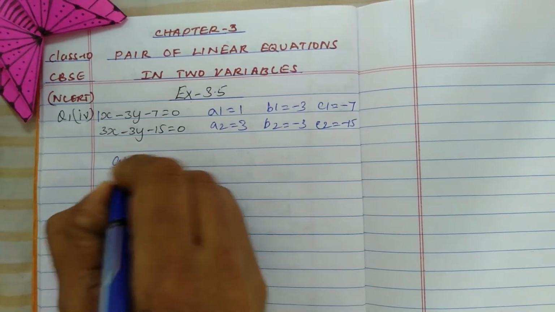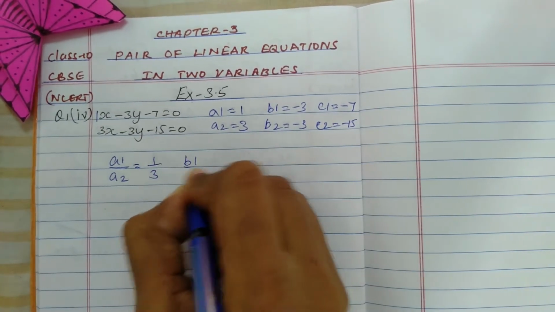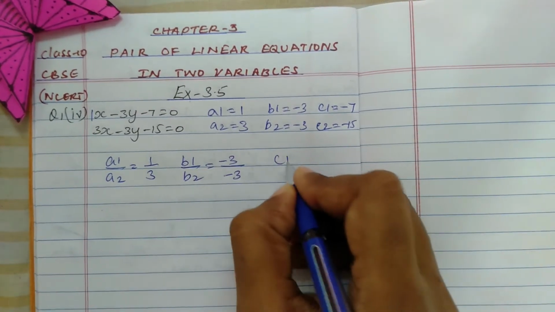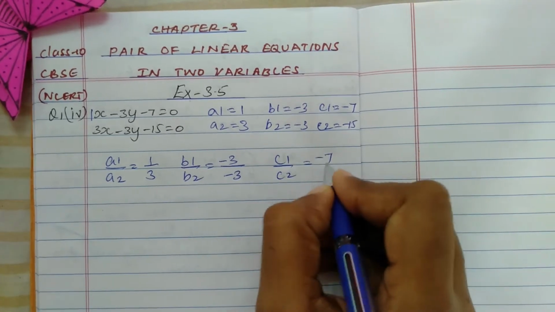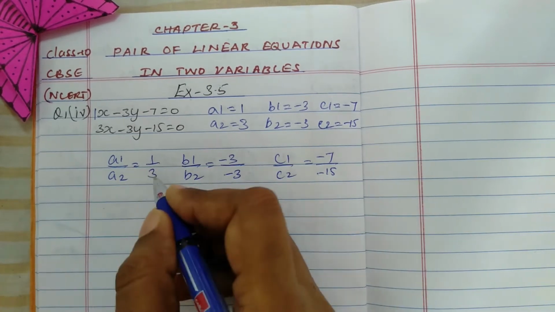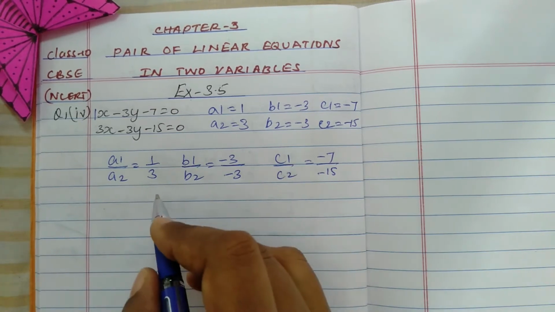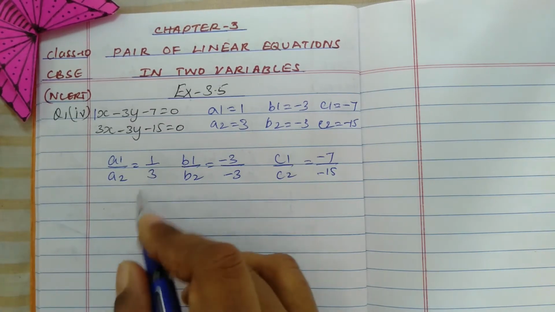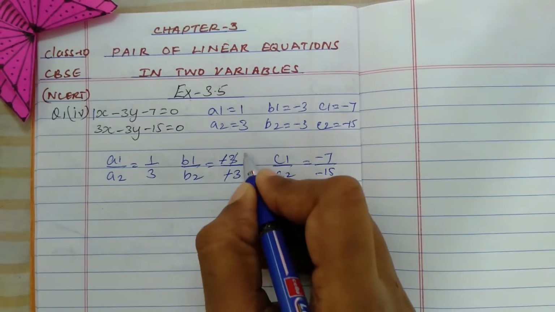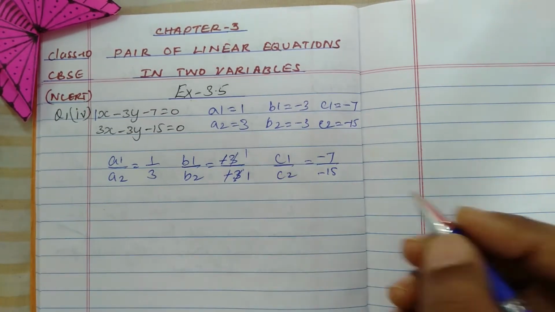So A1 by A2 is 1 by 3. B1 by B2 is minus 3 by minus 3. C1 by C2 is minus 7 by minus 15. Now let's solve it. Here it's already 1 by 3, which means that it's in the simplest form, so we need not do anything in this part. Here the minus can be cancelled and 3 goes one time in the 3 table, so this is 1 by 1.